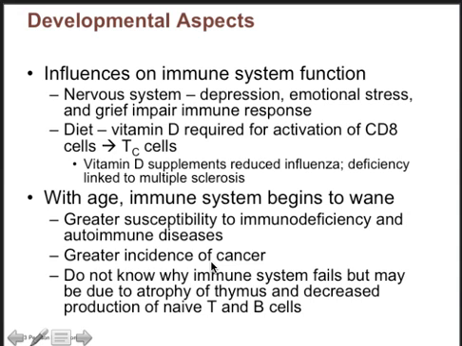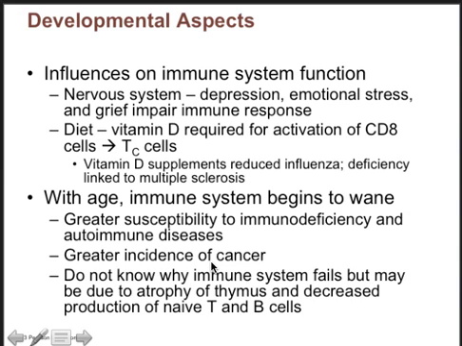Your diet can influence the immune response. Vitamin D, for instance, is required for activation of CD8 cells into cytotoxic Ts. As a result, vitamin D supplements result in reduced incidence of infectious disease, and deficiencies are linked to autoimmune disorders such as multiple sclerosis. With age, the immune system function begins to decline.